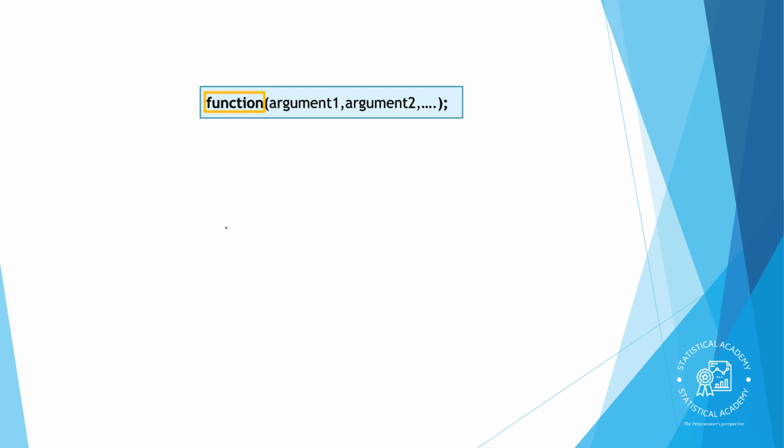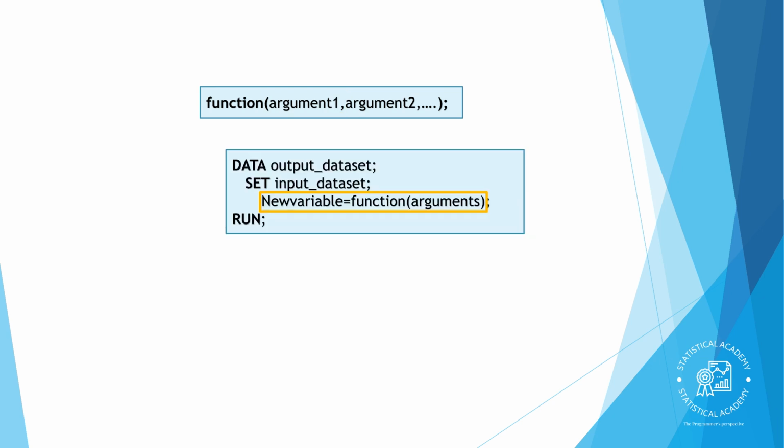The syntax for a function is the function name followed by the arguments enclosed in parentheses. The arguments consist of the input that the function needs to perform its specific routine and return a value. If there is more than one argument, they are separated by commas. Functions can be used in assignment statements to generate a value for the variable.